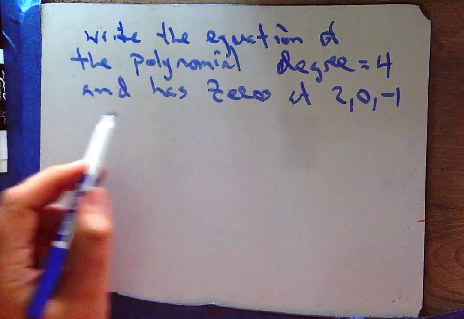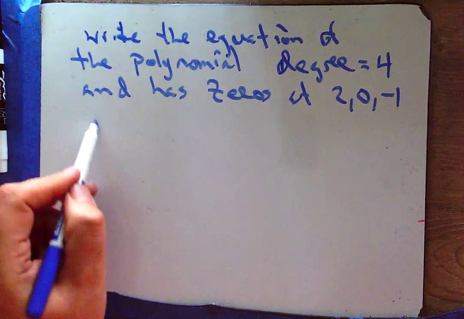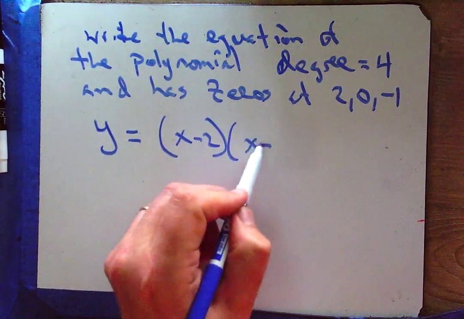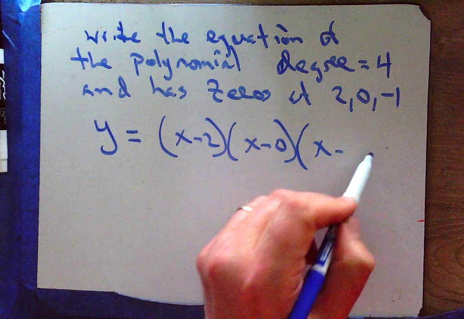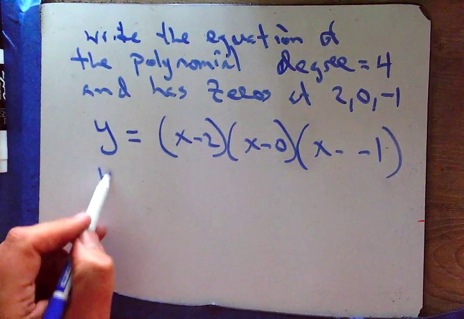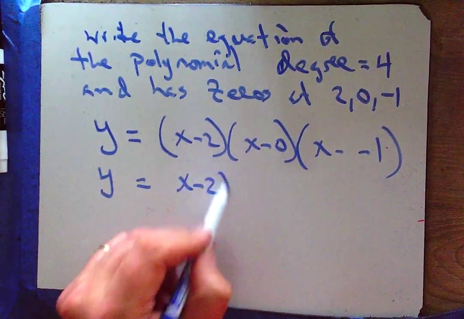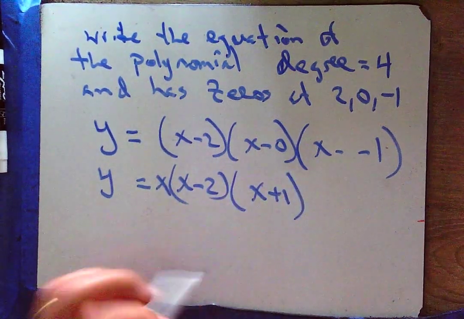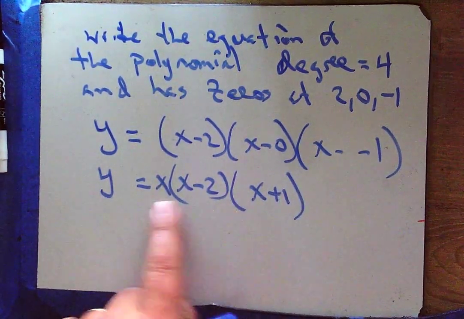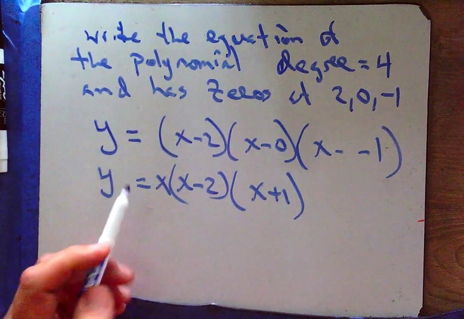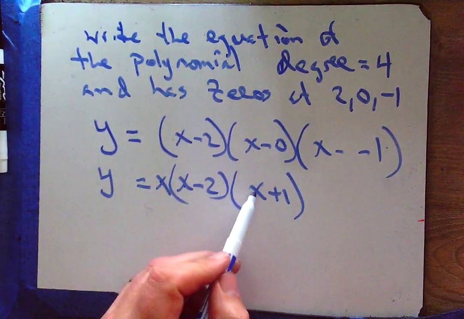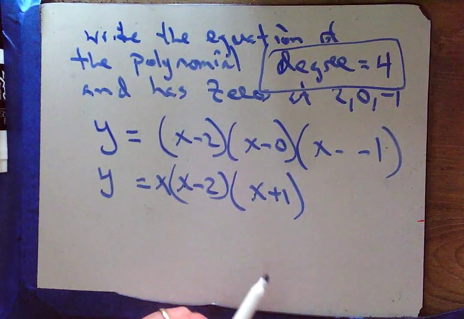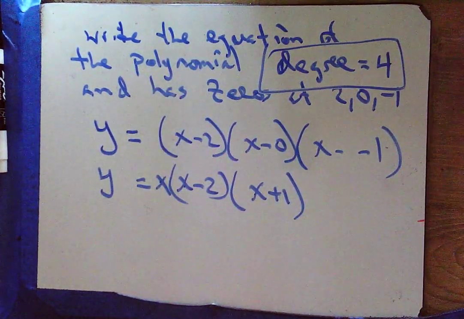Okay, so fourth degree polynomial. Y equals x minus 2, x minus 0, x minus minus 1. So when I tidy that up, I see x minus 2 times x plus 1. You could leave this over here, that would be fine. I just usually bring it out front. But wait, x times x times x is x to the third, and we're told we need a degree of 4. So what are you going to do about that?